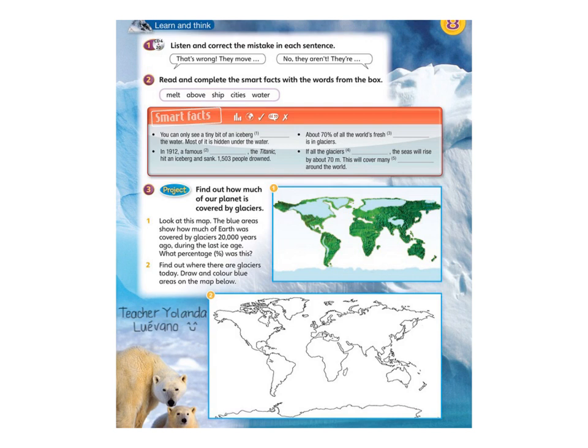Student's Book, page 103. 1. Listen and correct the mistake in each sentence. 1. Glaciers move about 10 meters every week. 2. Valley glaciers become icebergs. 3. Valley glaciers are found around the poles. 4. Glaciers are made of frozen river water. 5. Glaciers are getting larger.